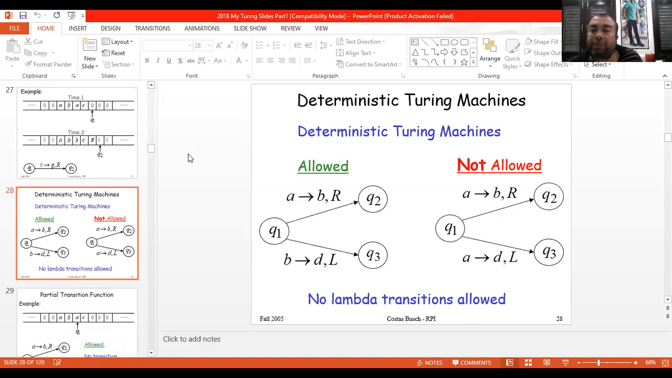Please remember that in case of a deterministic Turing machine, lambda moves are not allowed, as in case of DFA. In case of NFA, lambda moves were allowed. In this case, no lambda move is allowed.